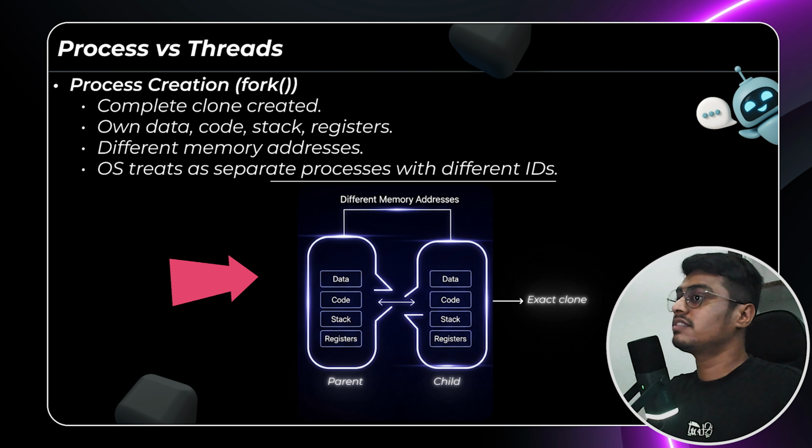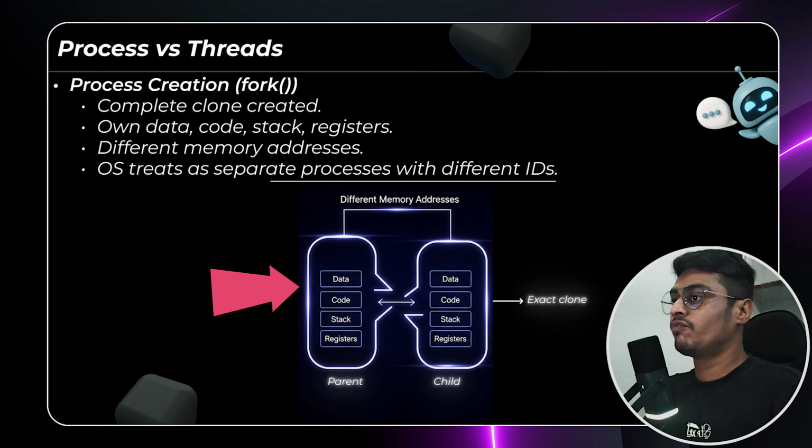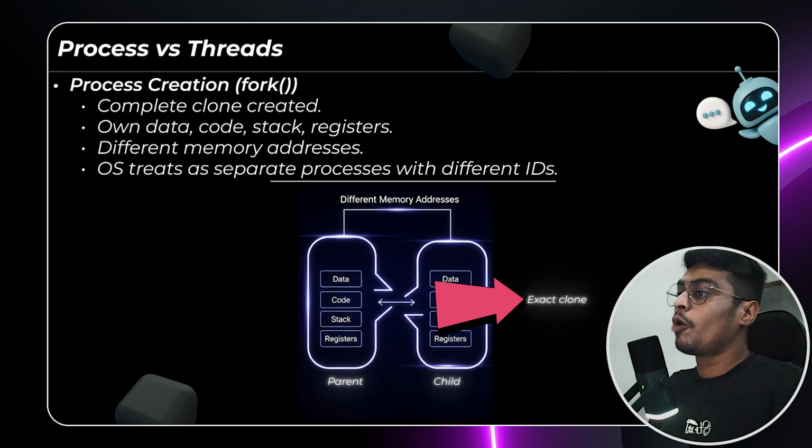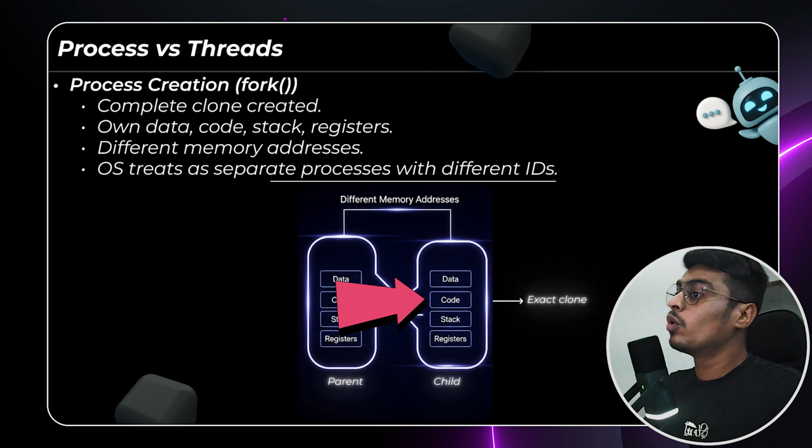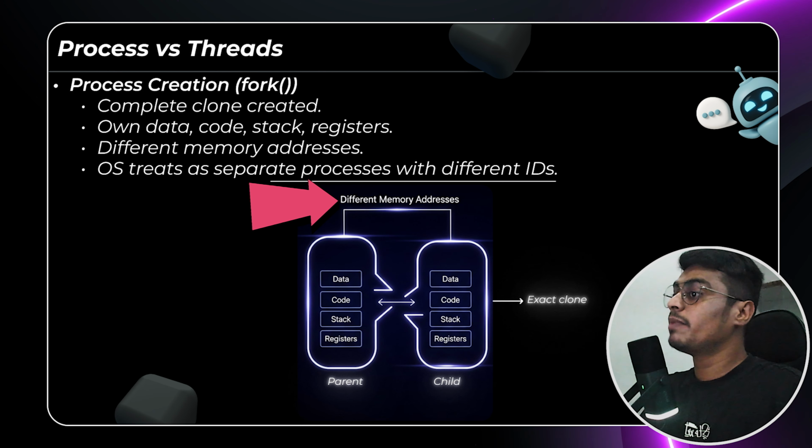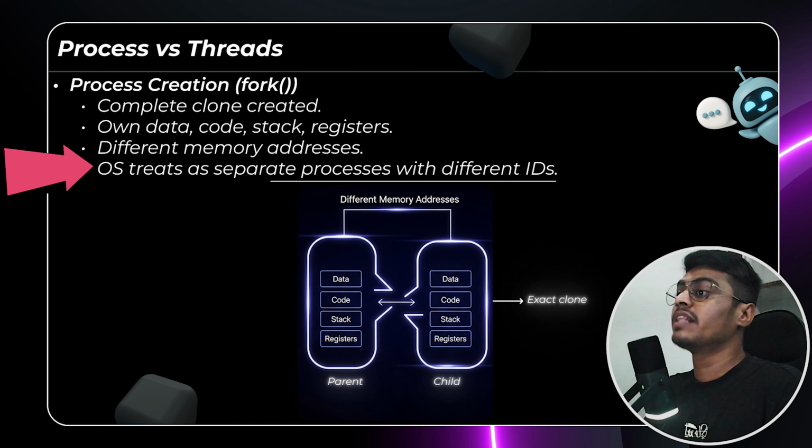Process structure versus thread structure. Process creation: when we create a child process using the fork system call, a complete copy, a clone, is created. It has its own data, its own code, its own stack and its own registers, and uses different memory addresses. In process creation with the fork system call, the operating system treats them as separate processes with different process IDs.